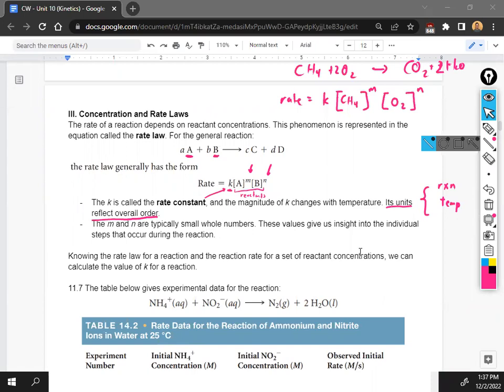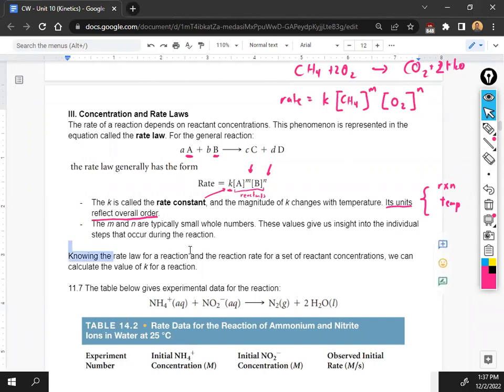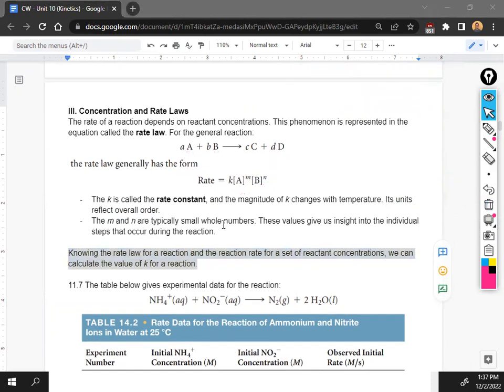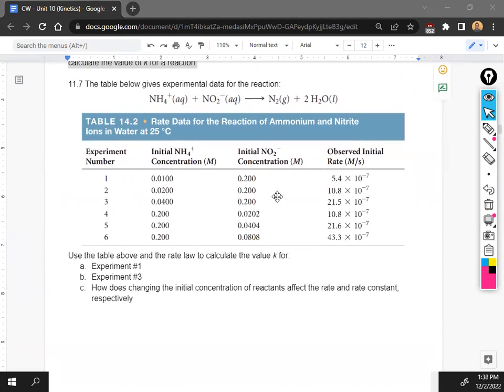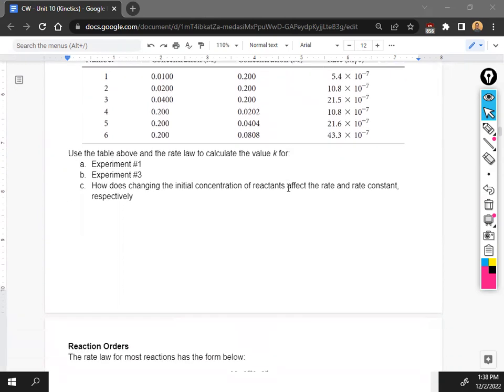Alrighty. So basically, if you know the rate law for a reaction and the reaction rate, we can solve for the K value, the rate constant, and that is what we're going to be doing right now. So let's take a look at 11.7. There's kind of a big table, and I'm going to scroll down a little bit. If you want to have this up on Canvas to look at the table, I just want enough room to do the math.